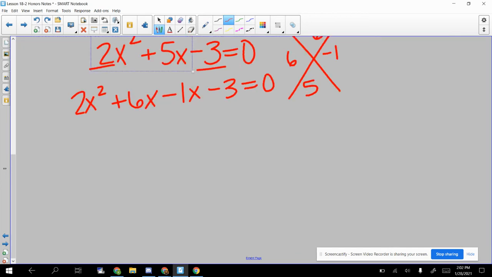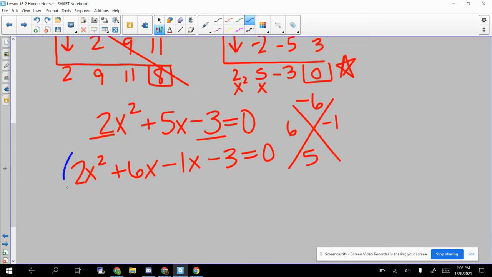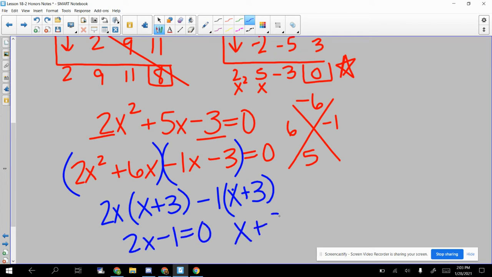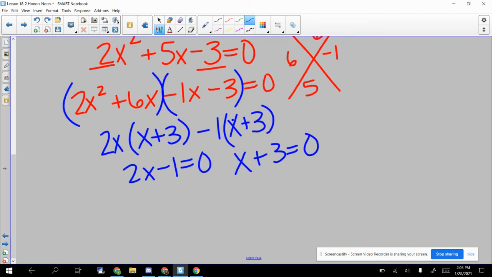I'm going to need a little more room. So I group, and I end up taking out a 2x, and I'm left with x plus 3. And I take out a -1, and I'm left with x plus 3. And then 2x minus 1 equals 0. And x plus 3 equals 0. Okay, and then when I go to solve, I would add the 1 over and divide by 2 and get x equals 1/2. And I would subtract the 3 over, so I would get x equals -3.